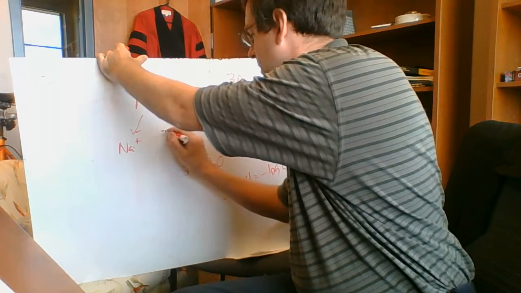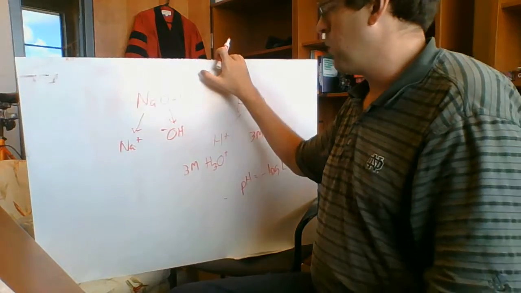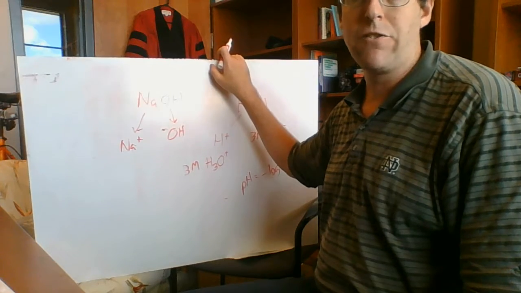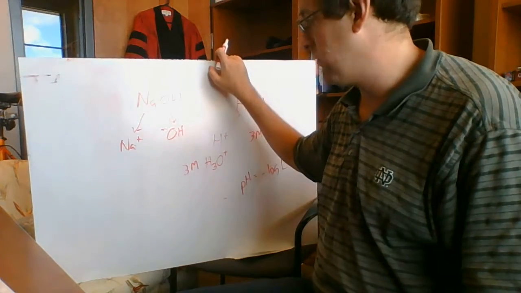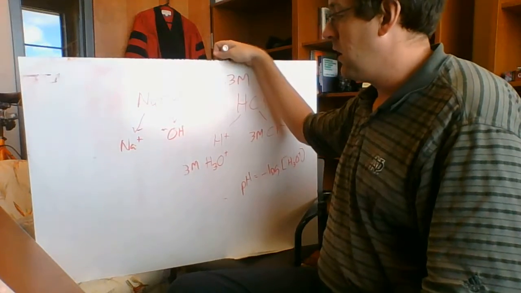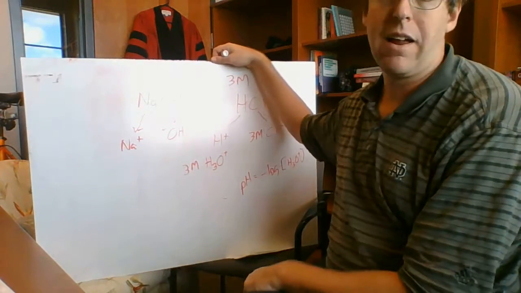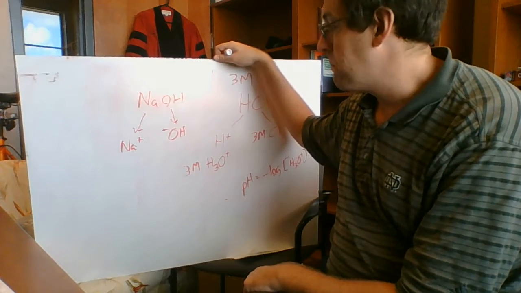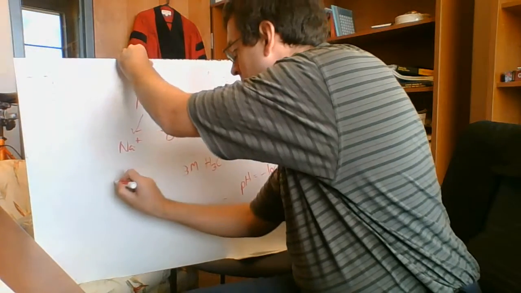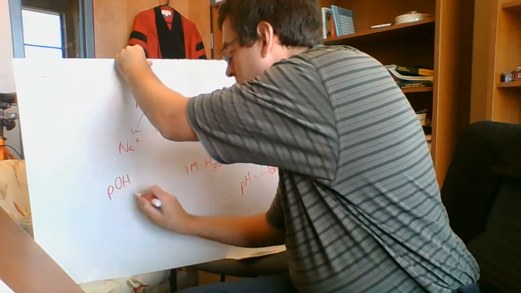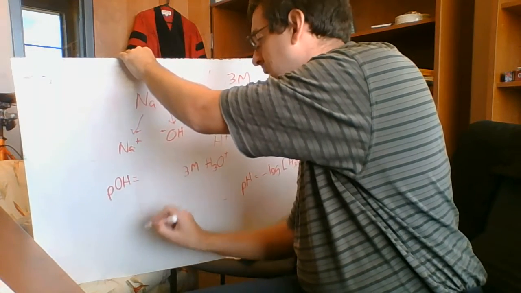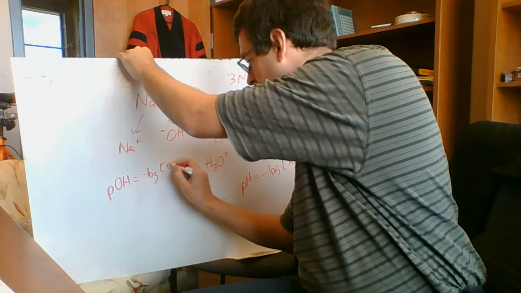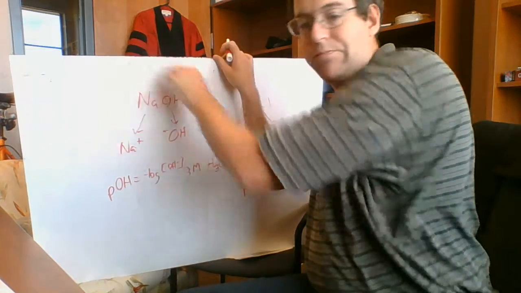So whatever concentration of sodium hydroxide we had, we are going to have that concentration of hydroxide ions after it's dissolved. Now here we don't have hydronium ion concentration, so we can't directly determine the pH. But what we can determine is the pOH. Anytime you have the small p, it just means negative log. In this case, the negative log of the hydroxide concentration.